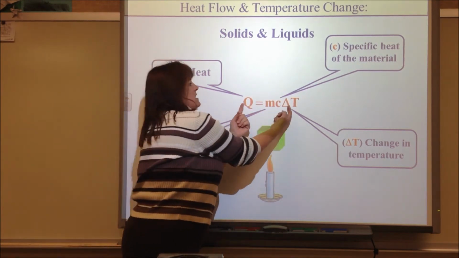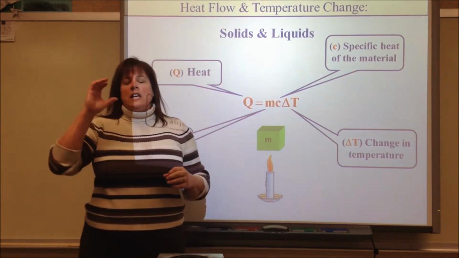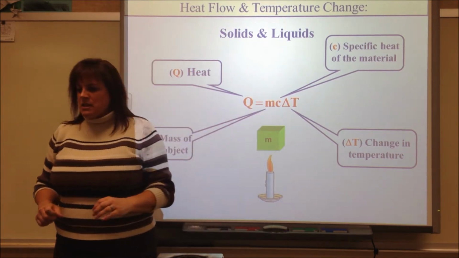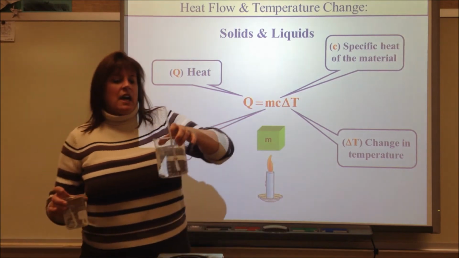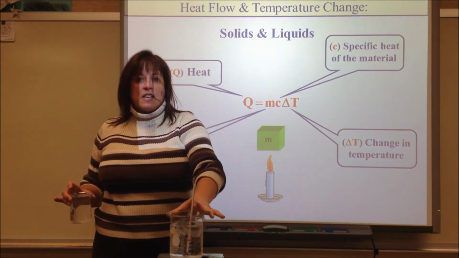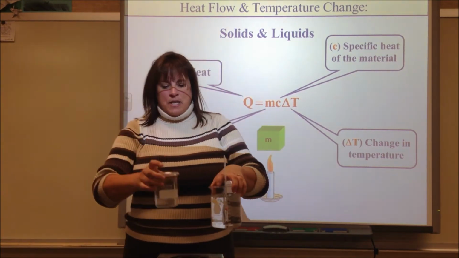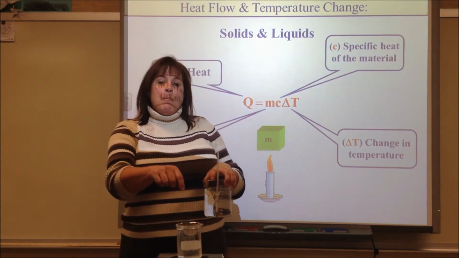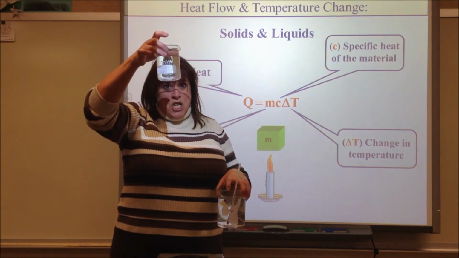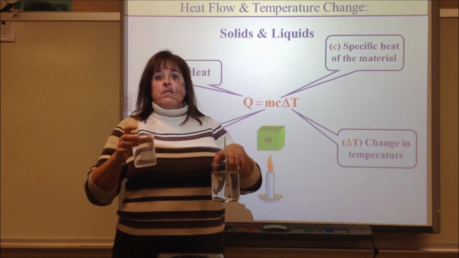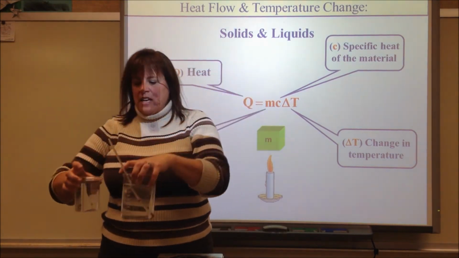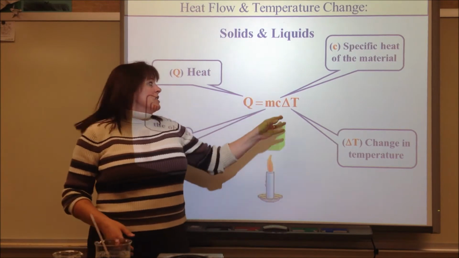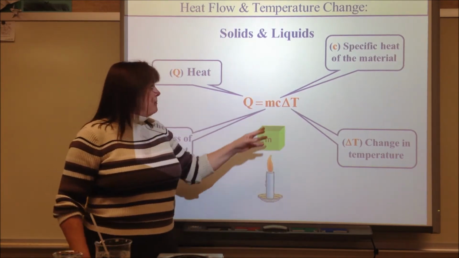What this tells us is that the relationship between heat and temperature is affected by the mass of the substance. Whether I place a large beaker of water on this hot plate or a small beaker and I turn on my hot plate, the temperature change is going to be greater for the same amount of heat flow if I have a smaller mass. So higher mass requires more heat to change the temperature by the same amount.